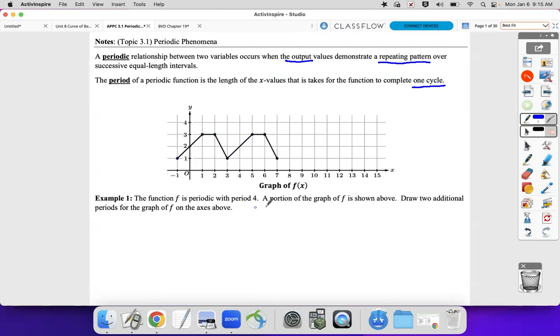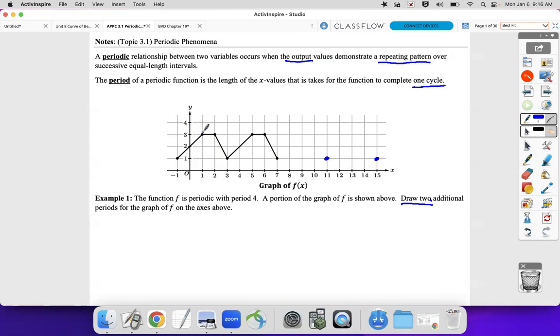So if they want us to draw two additional periods, what we're going to do is start here and count 4 units over. 1, 2, 3, 4. Again, 1, 2, 3, 4. Again, 1, 2, 3, 4. And again, 1, 2, 3, 4.